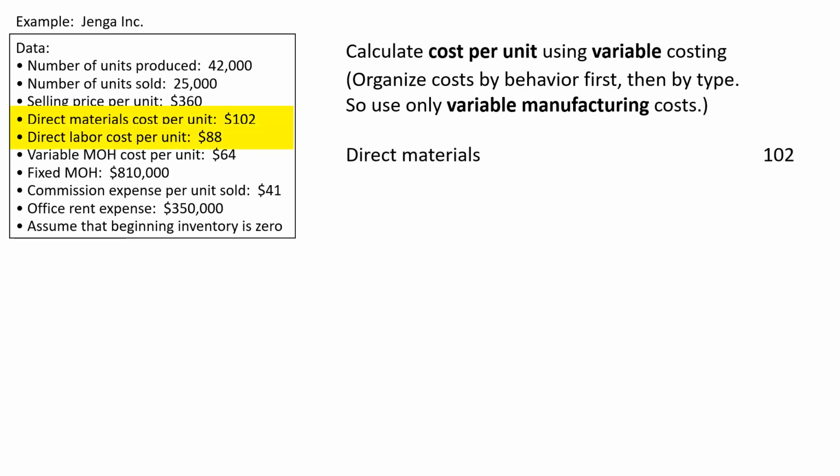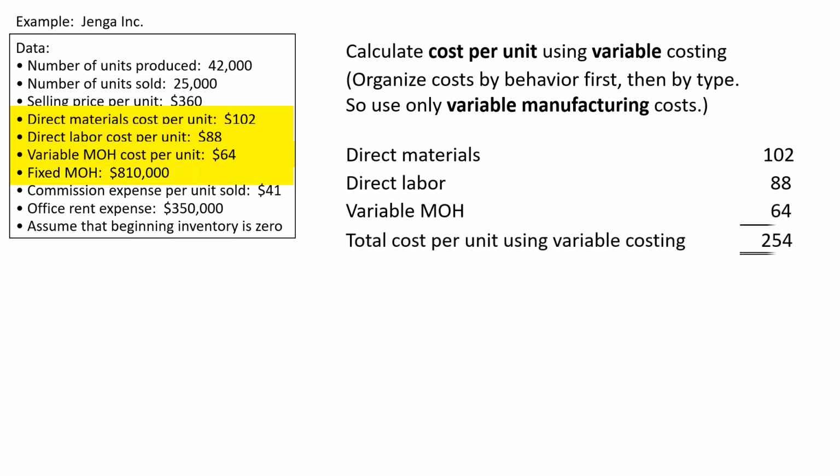Direct materials, $102 per unit. Direct labor, $88 per unit. Variable manufacturing overhead, $64 per unit. Our total cost per unit using variable costing is $254.